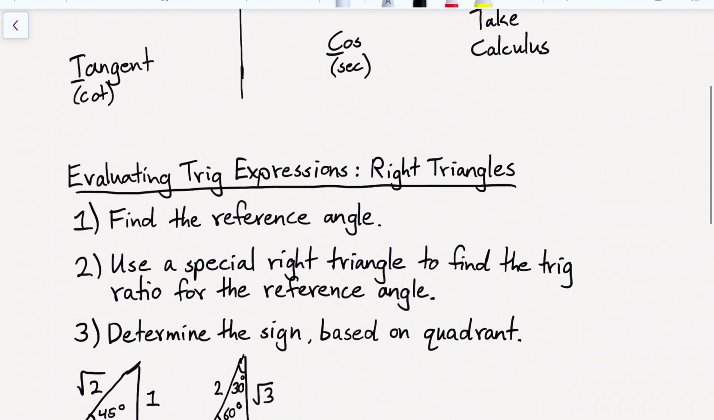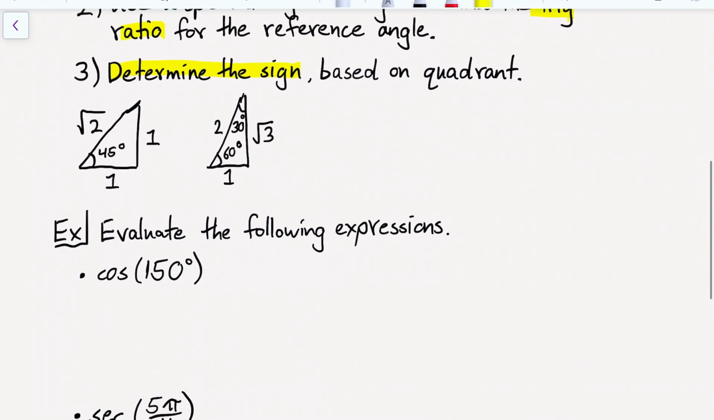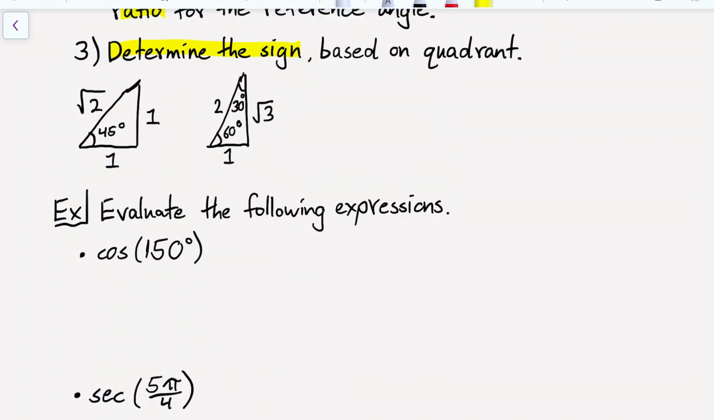So let's go on now to evaluate trig expressions using right triangles. There are 3 steps here. First, we want to find the reference angle. Then we will use a special right triangle to find the trig ratio for that reference angle. Finally, we will determine the sign. We need to have access to our special right triangles, so they are represented here. I encourage you to memorize these as you work on trigonometry. And let's put them to practice with evaluating some expressions.